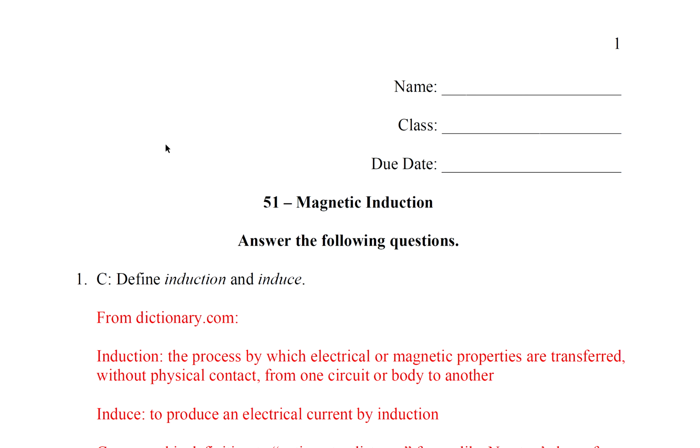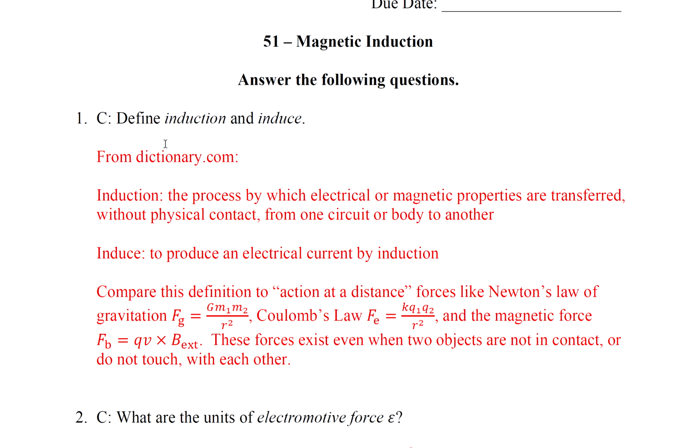This video is on magnetic induction. Question number 1. Define induction and induce. From dictionary.com, induction is the process by which electrical or magnetic properties are transferred without physical contact from one circuit or body to another. Induce means to produce an electrical current by induction.